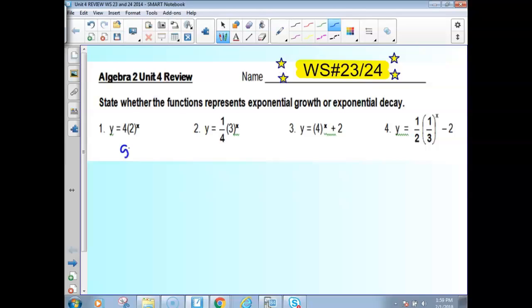All right, this one would be growth. I'm just going to write a G or a D. This is growth, and this is decay. Okay. Any questions about that?